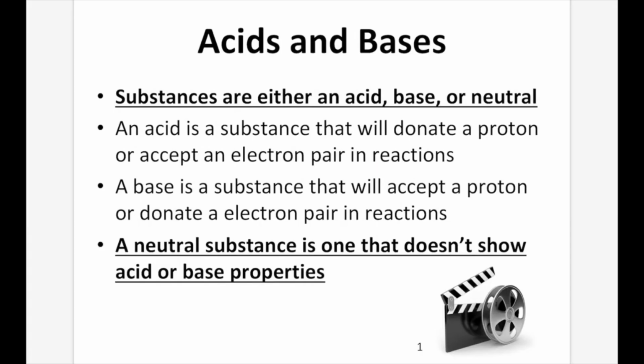Acids and bases. Substances are either acidic, basic, or neutral. An acid is a substance that will donate a proton, that's going to be our H+ or our H3O+, or accept an electron pair in reactions. A base, on the other hand, is a substance that will accept a proton or donate an electron pair in reaction. So they're opposites to each other. A neutral substance is one that doesn't show acid or base properties.